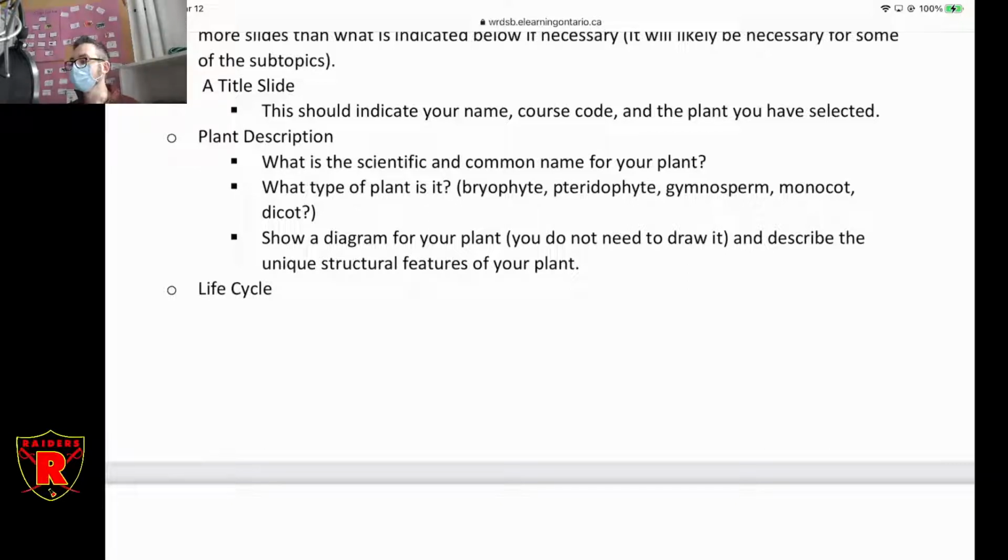So tell me a little bit, is there anything important about the leaves of this plant? Does it have thorns? Is it a certain number of leaves per cluster or whatever? Tell me a little bit about the structure of your plant and what makes it a particular plant, okay?